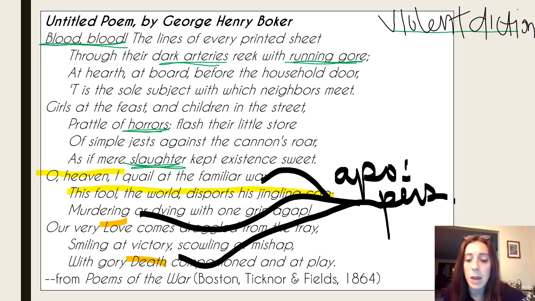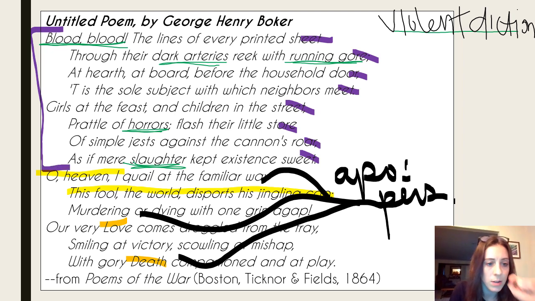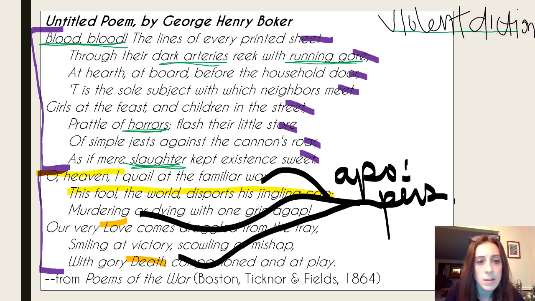Some other things that I might note in my annotations are the rhyme scheme. I have sheet, gore, door, meat, street, store, roar, sweet. Ooh, this might be a sonnet because I have this A, B, B, A, A, B, B, A structure, and it is a sonnet. I think it's a Petrarchan sonnet because I have my octave of 8 lines and my sestet of 6 at the end. So that's really interesting.